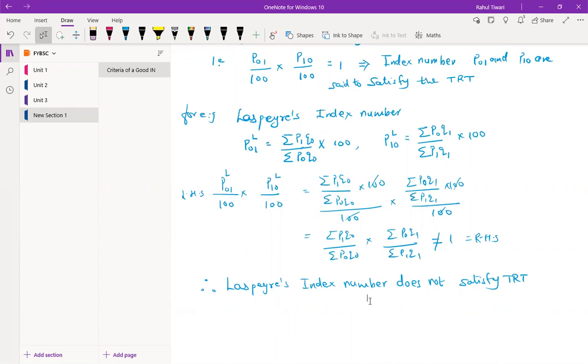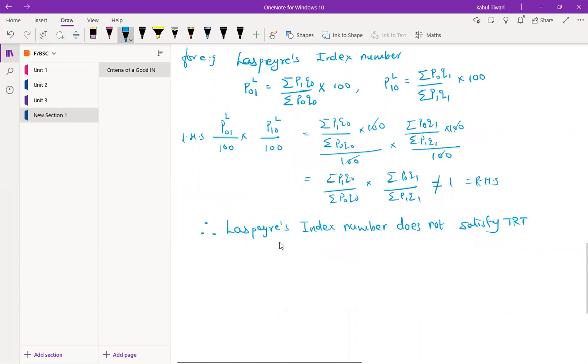35 students are there. Okay. So I'm assuming that 50% know very well about the Laspeyres price index number. So can you try out similarly for Paasche price index number, because it is the same type. I will do it for Fisher index number. Whether this Fisher index number satisfies TRT or not. Okay, so let's do it for Fisher.